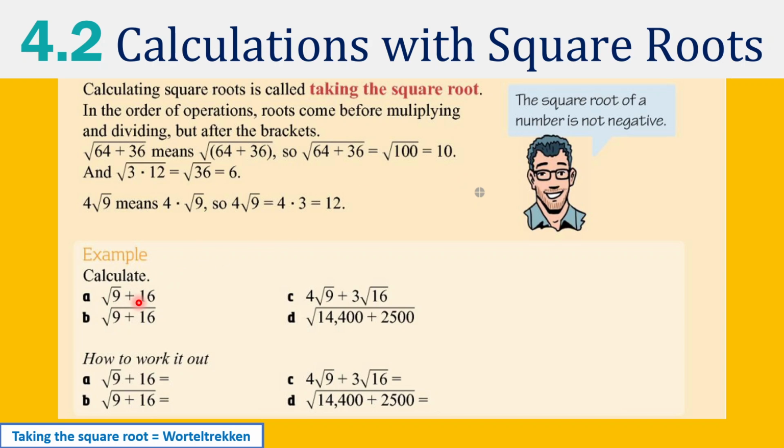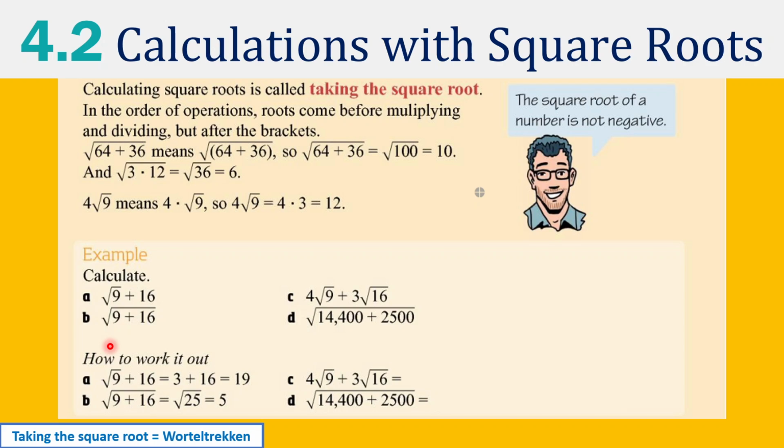The square root of 9, plus 16. If I want to calculate this, I have to calculate what the square root of 9 is. And the square root of 9, that means which number times itself is 9. It has to be 3, right? And if you have 3, then you can do 3 plus 16, and you will find 19. Okay? B looks a lot the same, but at B, the square root is also above 16, which means that I first have to add 9 and 16, which gives me 25. Which number times itself is 25? That's 5, right? So the answer here is 5.